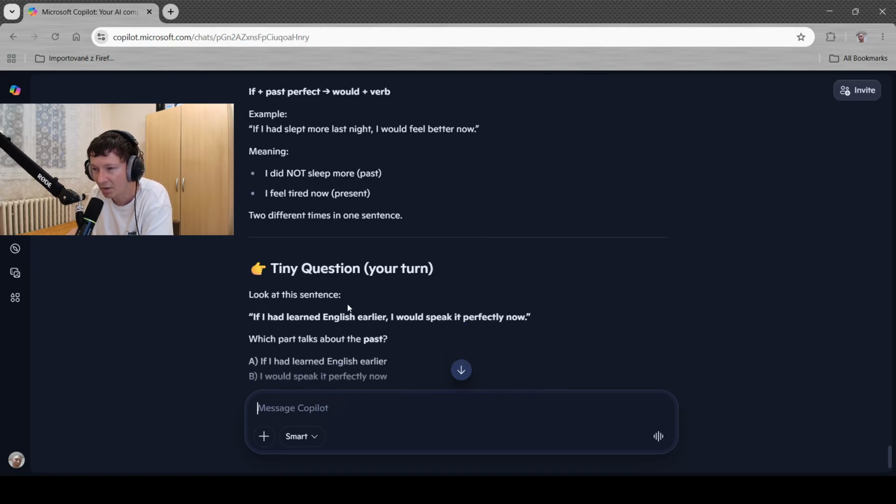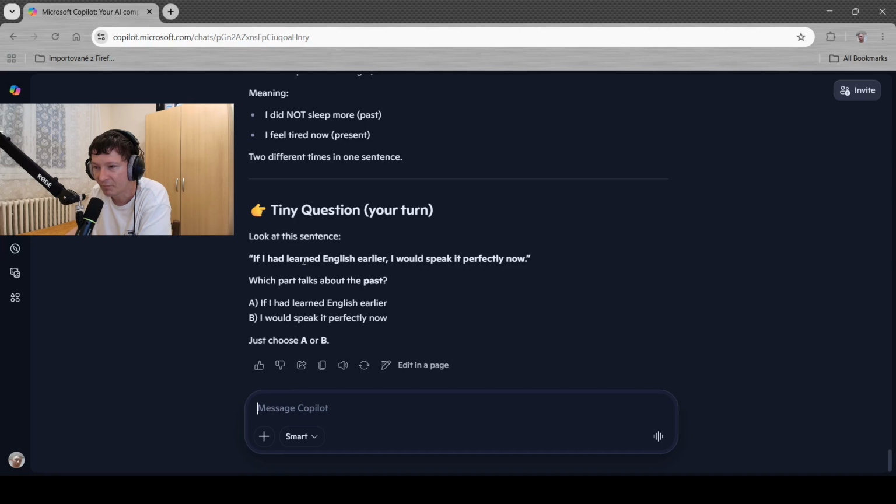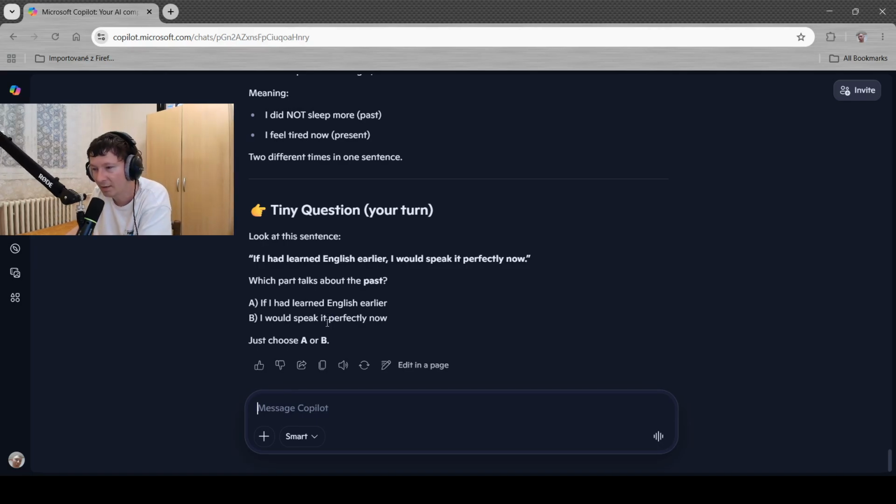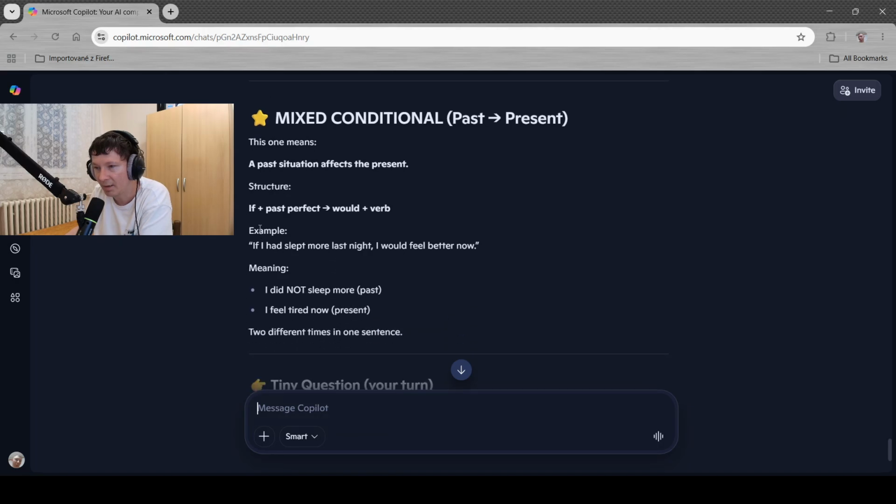Tiny question, your turn. Look at this sentence. If I had learned English earlier, I would speak it perfectly now. Which part talks about the past? If I had learned English earlier, I would. Yes, of course, it's A. This is easy. And the structure is if plus past perfect, would plus verb. Mixed conditional. Okay.